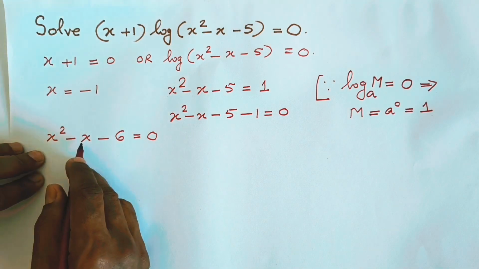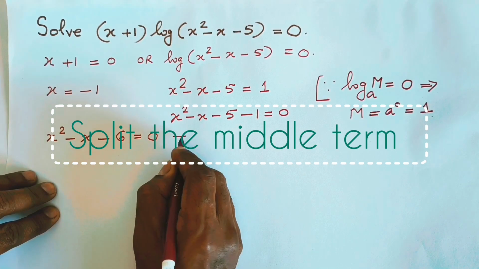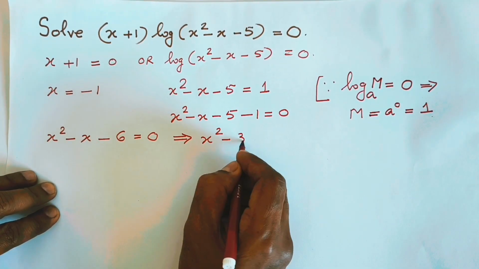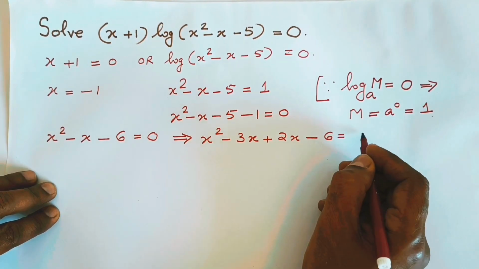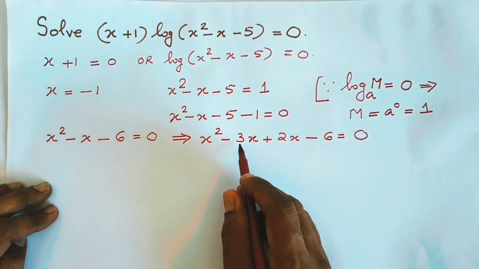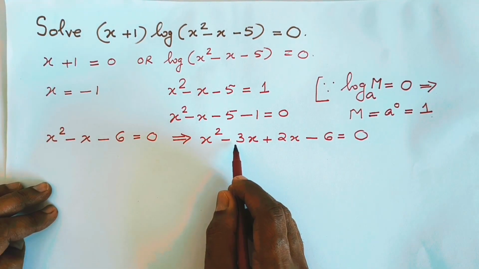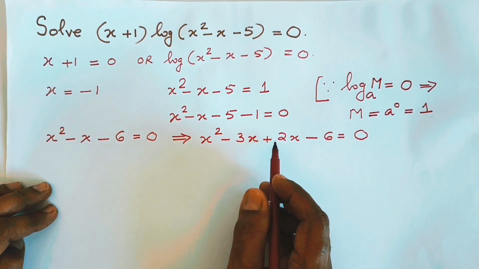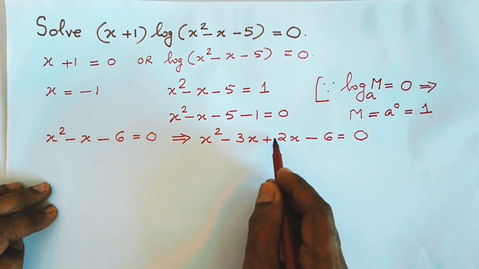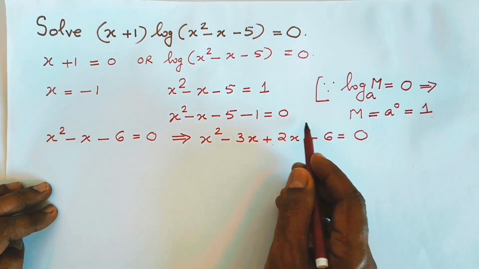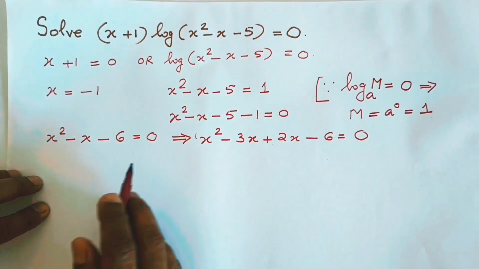The coefficients are small numbers and you can easily factorize the middle term like this: x² - 3x + 2x - 6 equal to 0. I hope you understand what I did. I'm splitting the coefficient minus 1 into two numbers, minus 3 and plus 2, so that their sum will be minus 1. And if you take the product of these two, it's minus 6, which is minus 6 times 1. That is the way to split this in the factorization method.